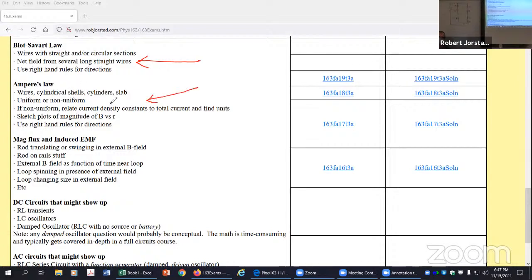I hope you agree. I told you already, we're basically going to focus, we're not going to deal with the slab. Remember that? I said I'm not going to deal with the slab. But we could have uniform or non-uniform, right? You might have to figure out current density and how it relates or something like that. You might have to make plots.